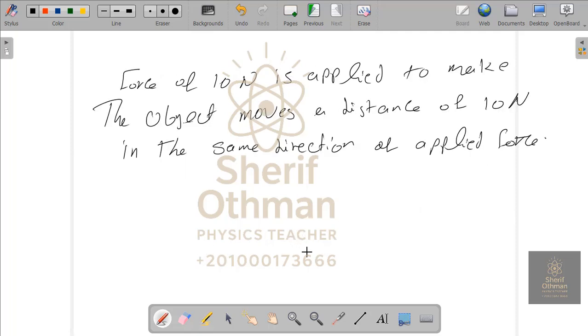A force of 10 Newton is applied to make the object move a distance of 10 meters in the same direction of the applied force. How to solve this problem? He asked for the work. Find the work.